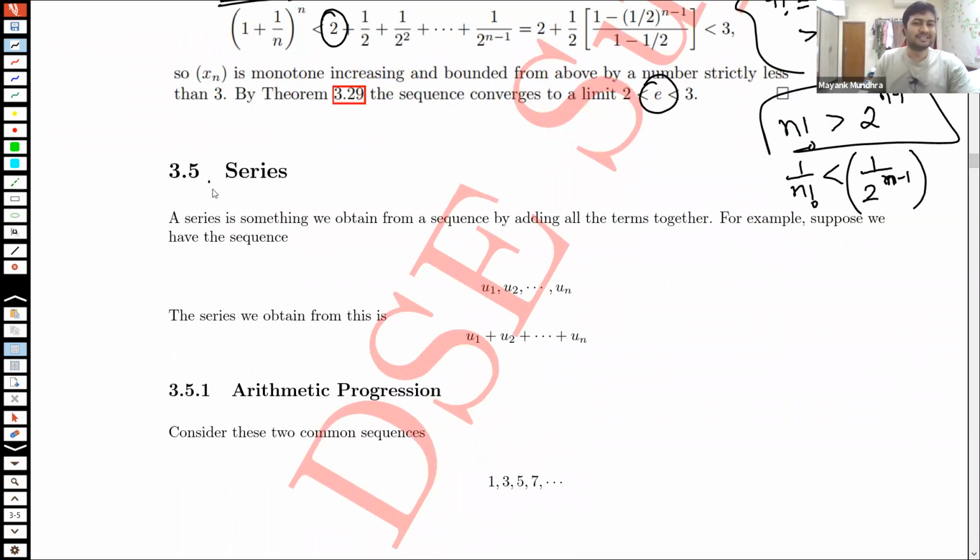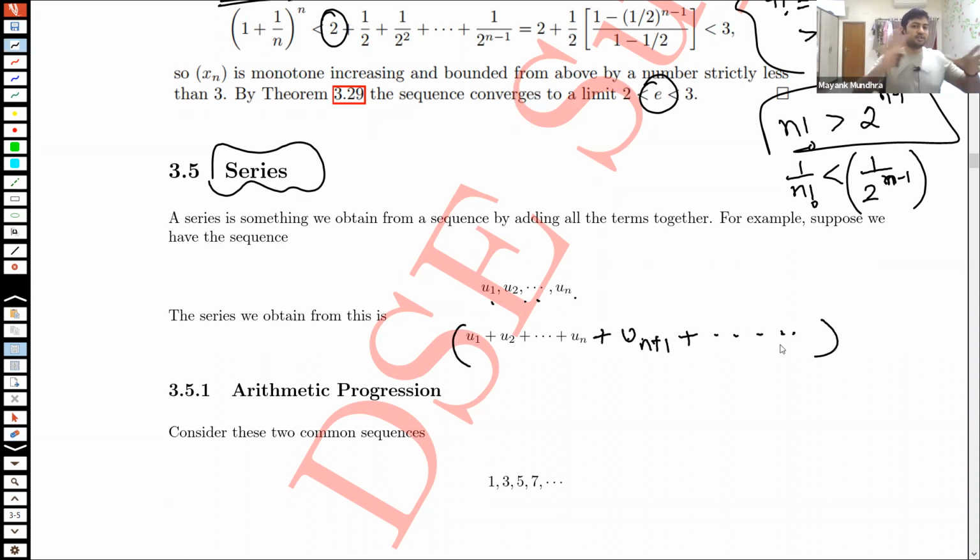Now let's look at series. So series is the sister concern of sequences. A sequence is just the numbers. When you add the numbers, it becomes a series. But the summation has to be infinite. It cannot be finite because the series itself is infinite. So the summation of all the numbers of a sequence is technically called a series.